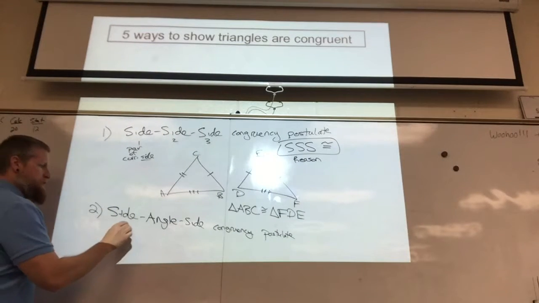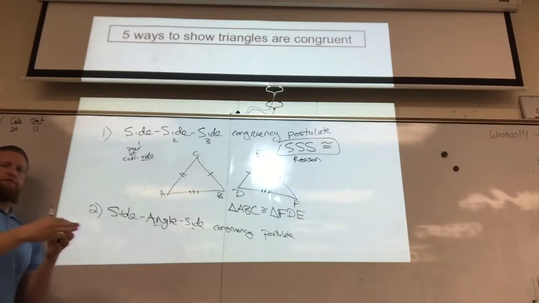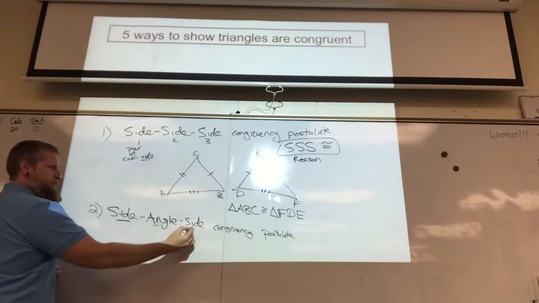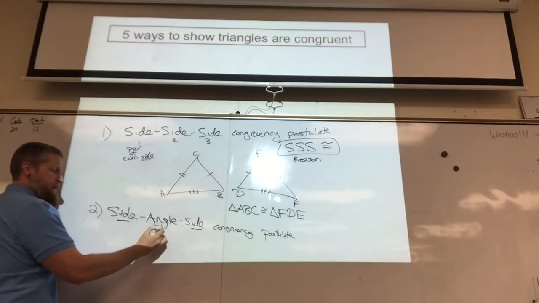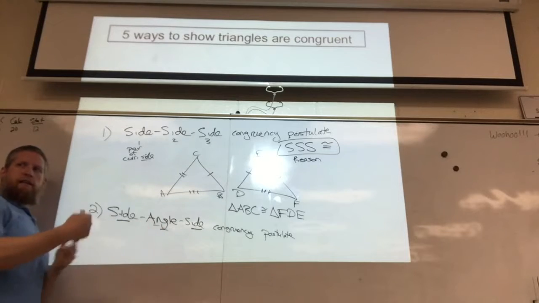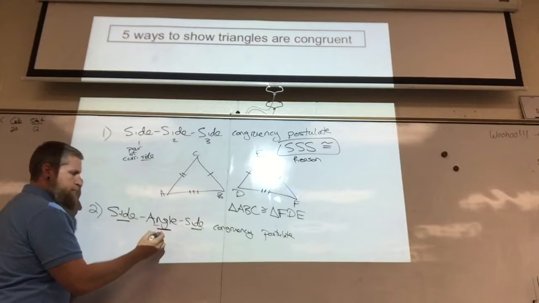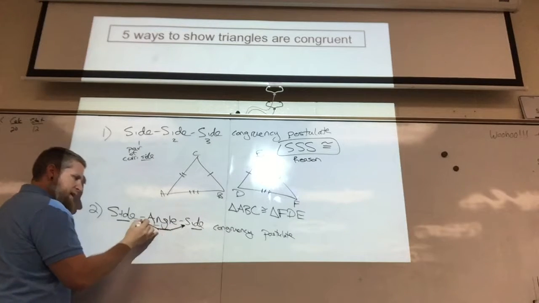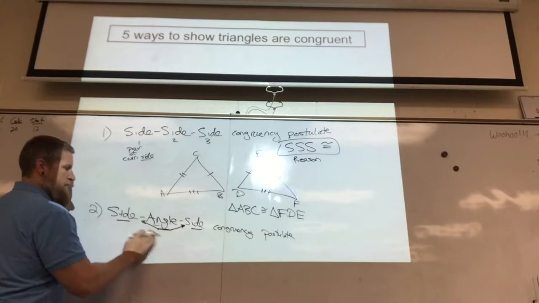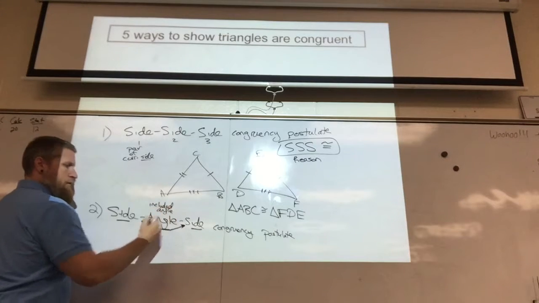Alright, so again, each word here is representing a pair of corresponding things you need to find. So this means this is one pair of corresponding sides, 2 pairs of corresponding sides, and then 1 pair of corresponding angles. The way this is written is important, in the fact that this angle has to be connected to those 2 sides. This is called the included angle.